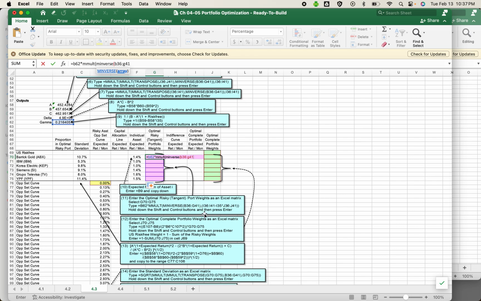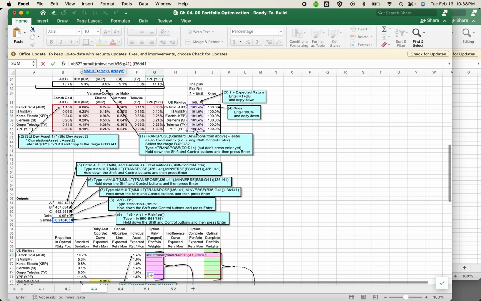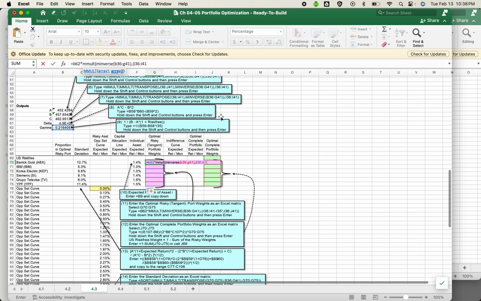My matrix variance covariance matrix, I36 through I41, my 1 plus expected rate of return, minus I35, my risk-free rate, times J36 through J41.